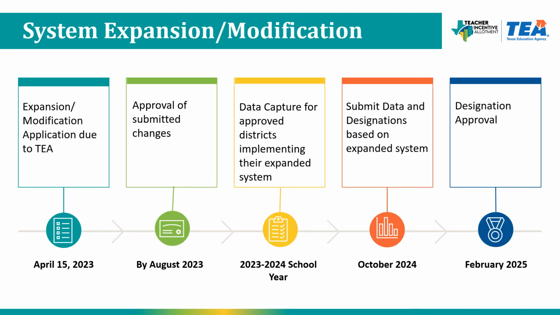All expansions and modifications applications are due by April 15th, and all changes using STAAR Progress Measure are due by September 15th. Remember, if you change something on your STAAR Progress Measure Qualtrics survey and you want to change it back, that would need to be submitted by April 15th using the expansions modifications application.